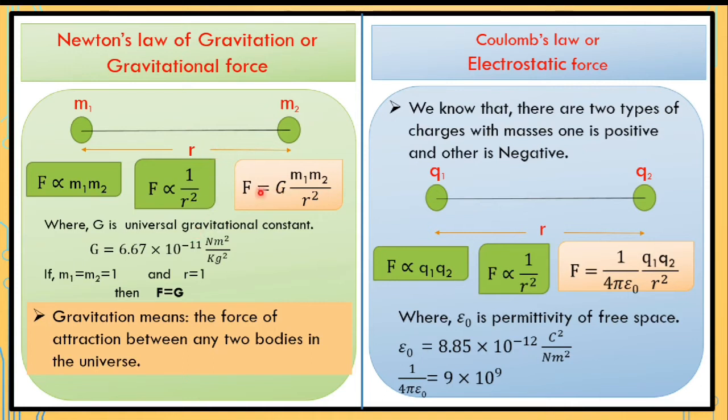At that time m1, m2 and r are all 1, so that's why F is equal to G. So we will get F is equal to G if we consider m1 m2 equal to 1 and r equal to 1. So gravitation means the force of attraction between any two bodies in the universe.